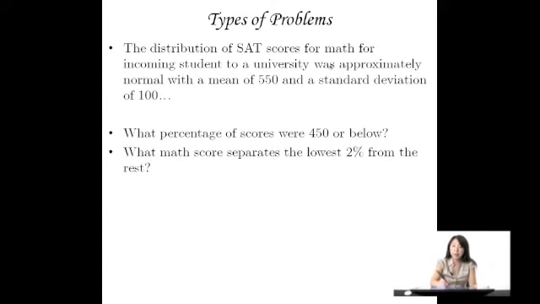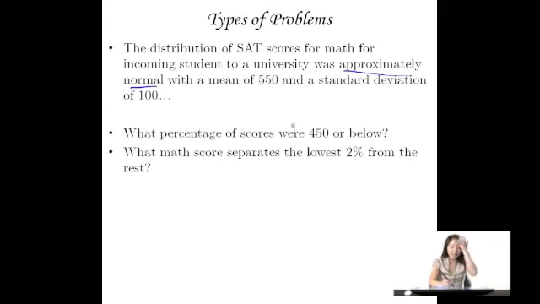So let's read a prompt and let's look at what the different kinds of problems might be. So the distribution of SAT scores for math for incoming students to a university was approximately normal with a mean of 550 and a standard deviation of 100. Bingo! So they told us it was approximately normal. Yay! So we could use our empirical rule. And usually in normal distribution problems where you need to use the empirical rule, they'll probably give you the mean and standard deviation. In other problems with the normal distribution that we'll look at later, they won't give you the mean, and you might be able to figure it out.